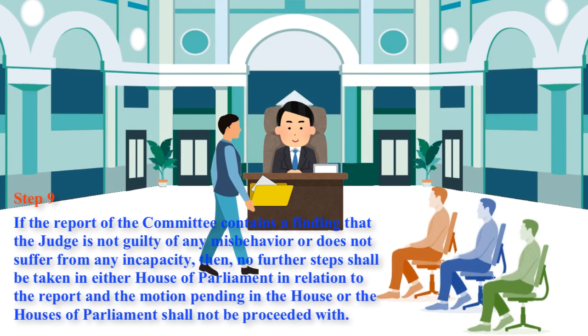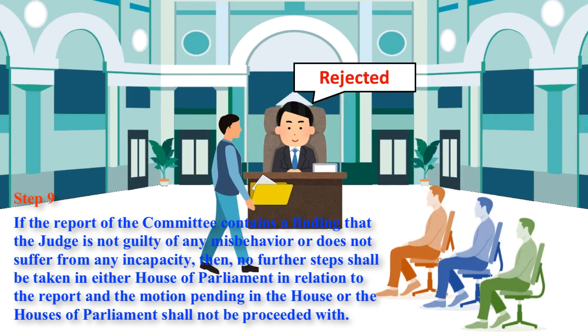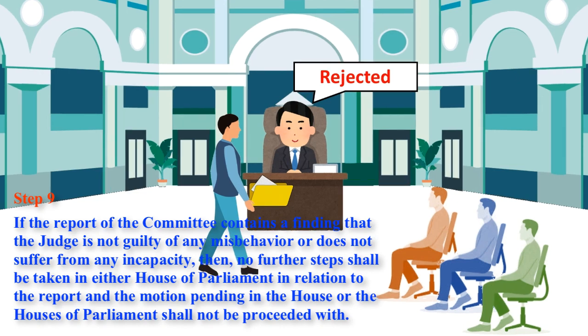Step 9. If the report of the committee contains a finding that the judge is not guilty of any misbehavior or does not suffer from any incapacity, then no further steps shall be taken in either House of Parliament in relation to the report, and the motion pending in the House or the Houses of Parliament shall not be proceeded with. So, the procedure ends here permanently.